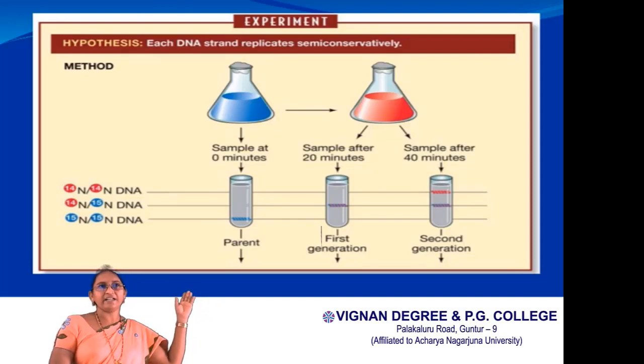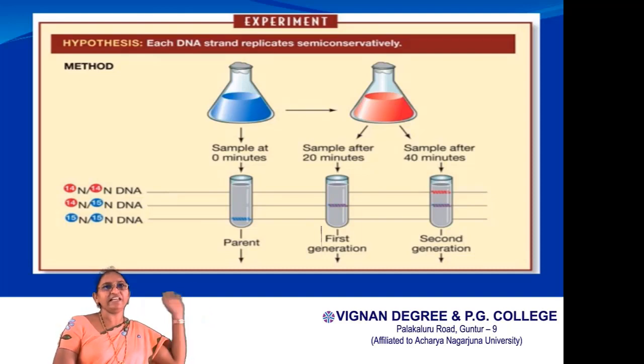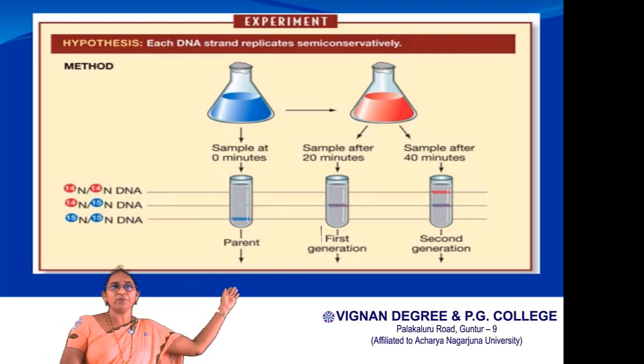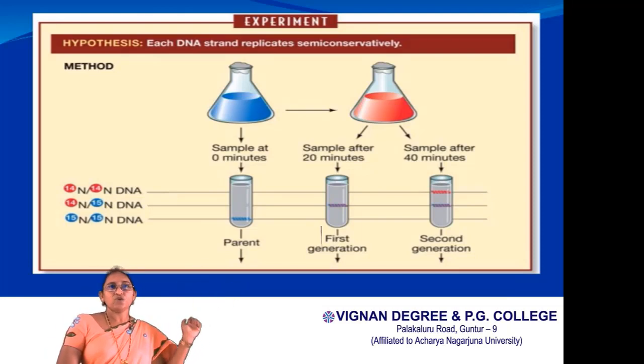So here the bacterium is grown for several generations to completely convert the DNA into heavily labeled. Later on, the same bacterial culture is transferred to lightly labeled medium. So before transferring the culture to the second flask, they collected some sample, broke the cells, extracted the DNA and subjected it to centrifugation.